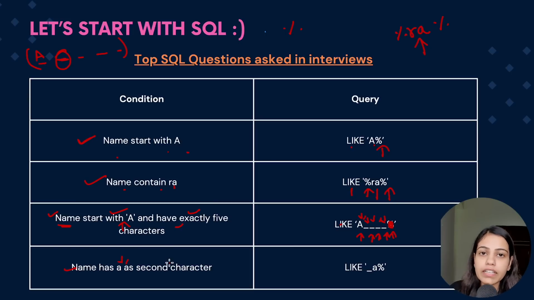Let's see the next pattern where the name has A as the second character. So I have to find the names of all the persons or all the employees who have A as the second character in their name. If I just give an underscore, it will consider one character. So I can say underscore A. It will find all the names having the first character as anything but the second character as A, and then there should be n number of characters. So it would be underscore for the first character, then A for the second character, and percentage for the rest of the characters.